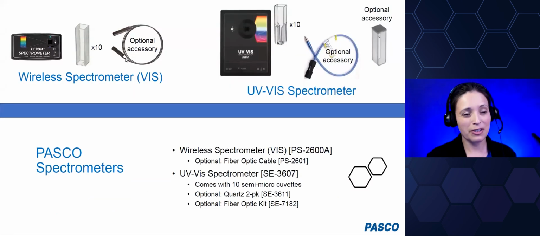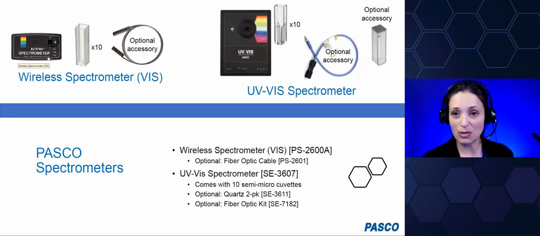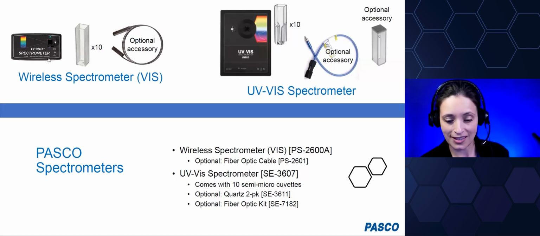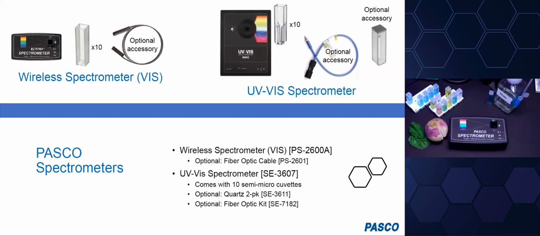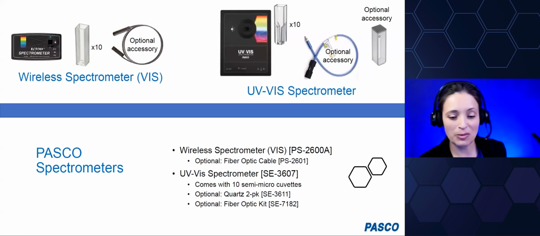So I want to very briefly point out, I'll be using the wireless spectrometer, which mainly covers the visible wavelengths and a little bit of the near infrared region, which comes with 10 polystyrene cuvettes and an optional fiber optics cable. That is part number PS2600A. Roger will put the link to that product in the chat, and I'll be demonstrating how to use that. That's the one that looks like this. So this is the Vis spectrometer.